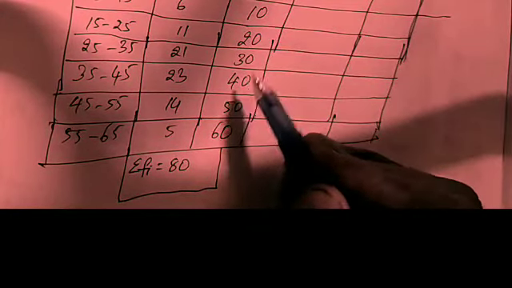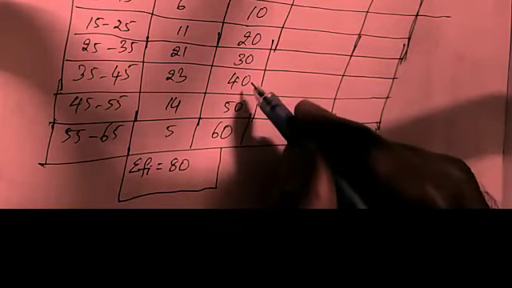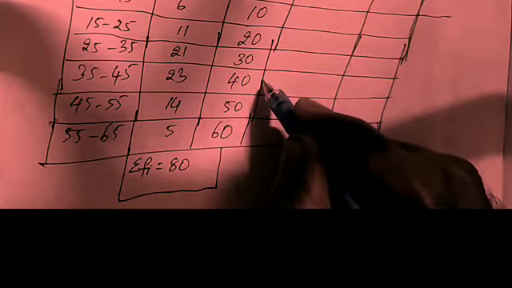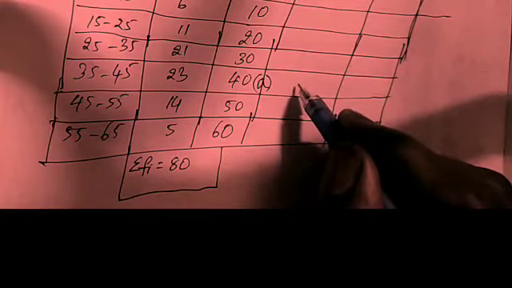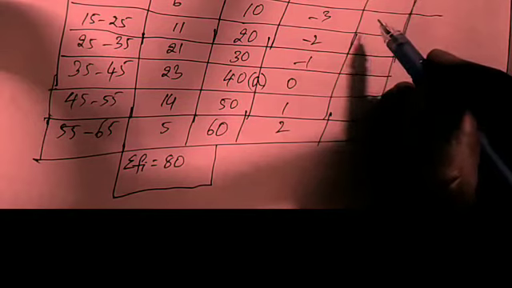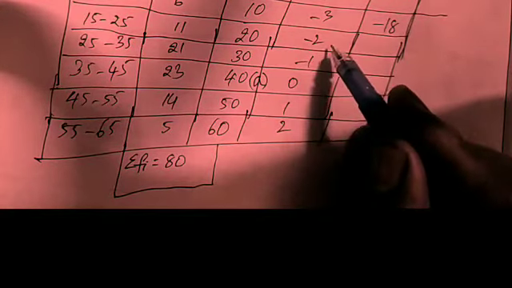Now, I add all the frequencies, let it be 80, that means sigma fi equals 80. Now, take 40 as A, the assumed mean, and in the u_i column, in the A line, put 0. Above it minus, below it positive numbers.